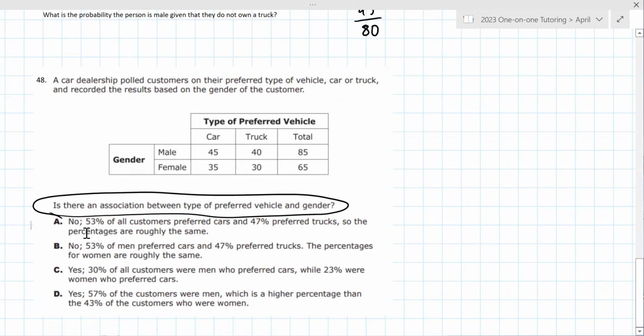Let's just look at the answers here. 53% of all customers preferred cars. Okay, so that was the 80 out of 150. Are you allowed to use a calculator on this or not? Yes. Okay, let me just check that. That's true. And 47% preferred trucks. So the percentages are roughly the same. That means they're the same, whether they like cars or trucks.